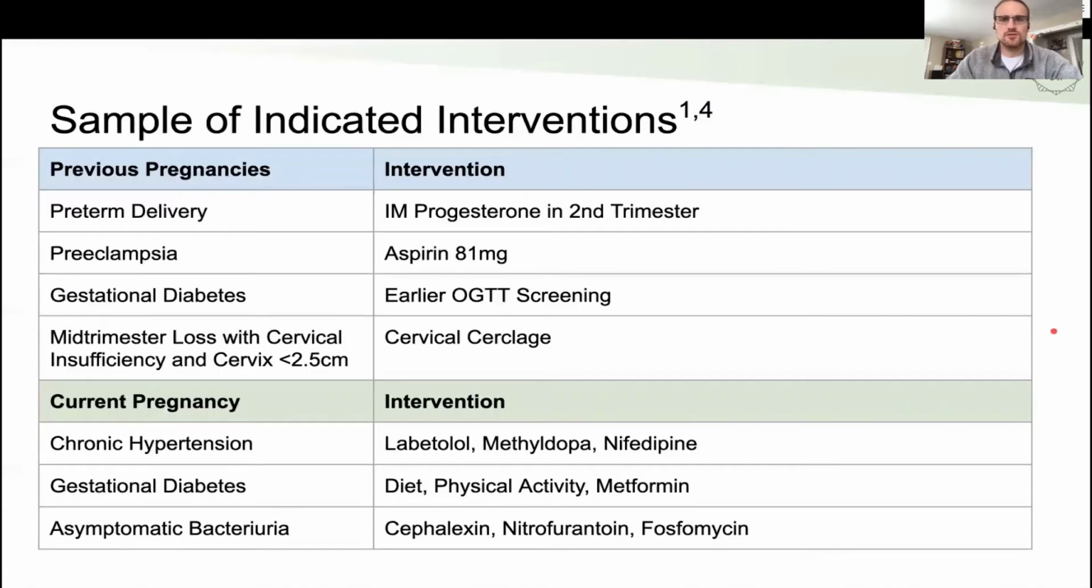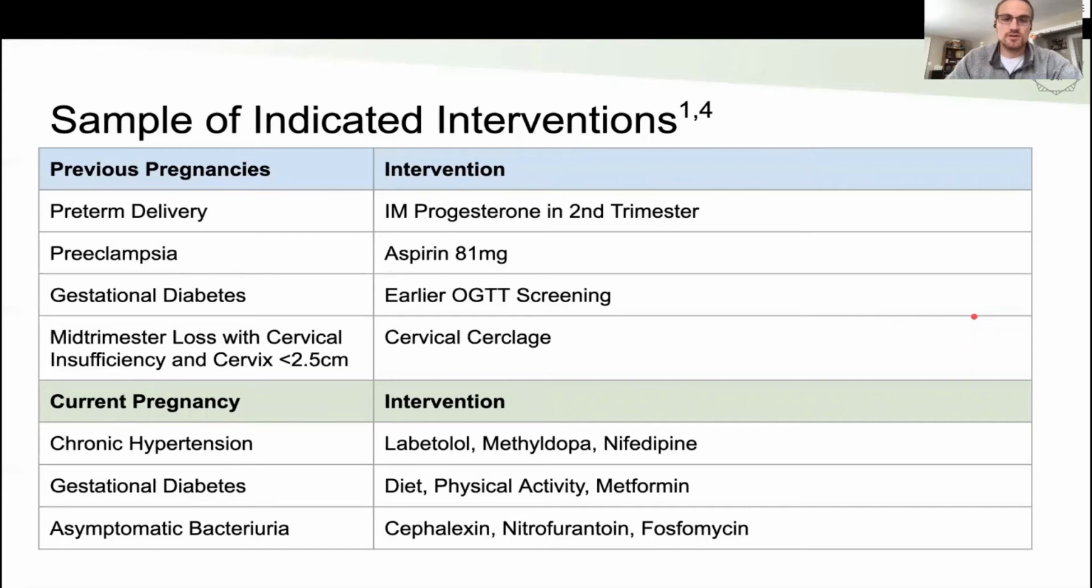These are just some sampled interventions you could do based on previous pregnancies. If someone has a history of preterm deliveries, you can do progesterone in the second trimester to try and help them continue to carry the pregnancy. History of preeclampsia, aspirin 81 milligrams. You can see more of that in an upcoming video we'll have on preeclampsia and hypertensive disorders of pregnancy. Gestational diabetes, you would do earlier oral glucose tolerance test screening, and you may even repeat it during the pregnancy to try and catch it earlier.